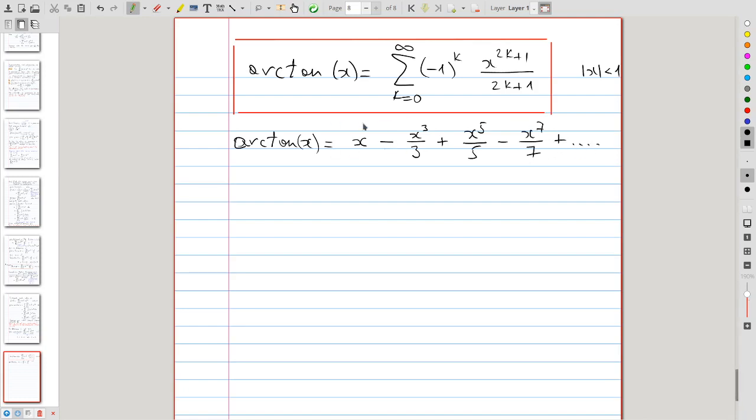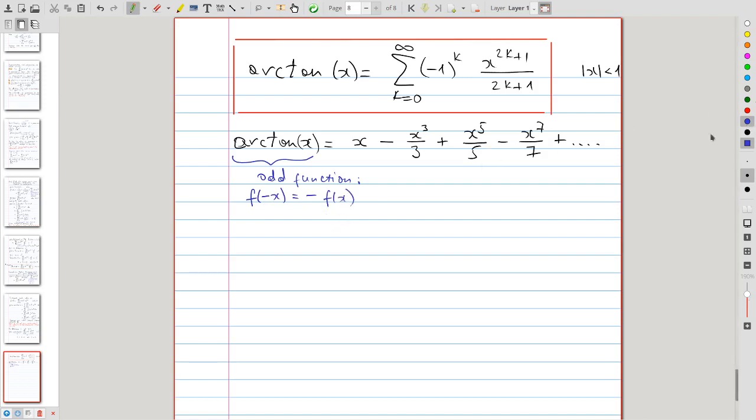So the important observation to make here is that arctangent is an odd function, right? Meaning it is symmetric with respect to the origin. f of minus x is equal to minus f of x.